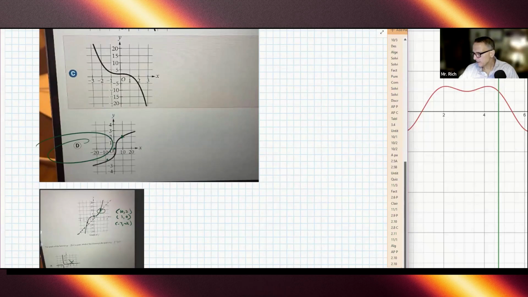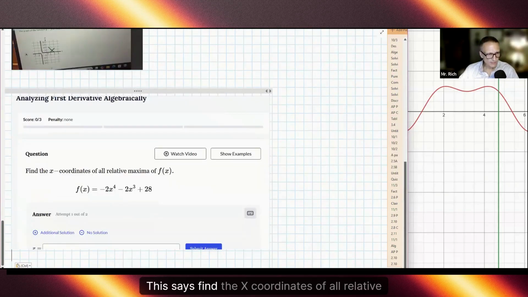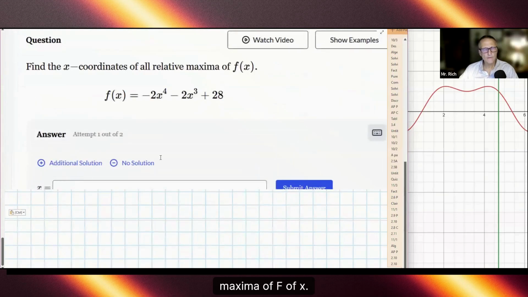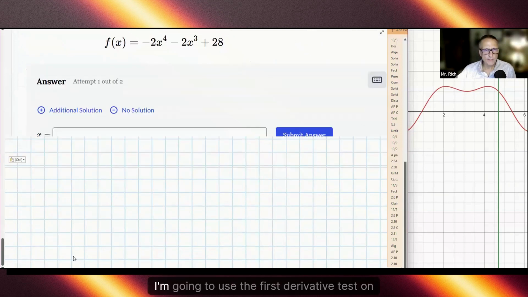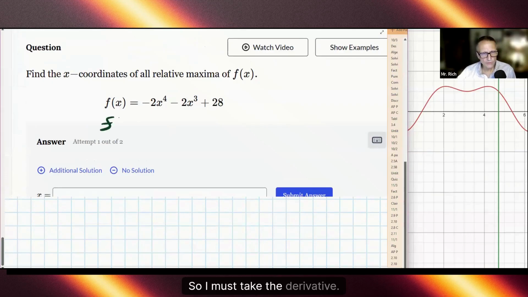Next, let's do this one. Another calculus question. This says find the x coordinates of all relative maxima of f of x. All right, I'm going to show you a couple ways to do this. I'm going to use the first derivative test on this. So if I'm going to find places where I have relative maxima, I've got to find the critical values of the function. So I must take the derivative.